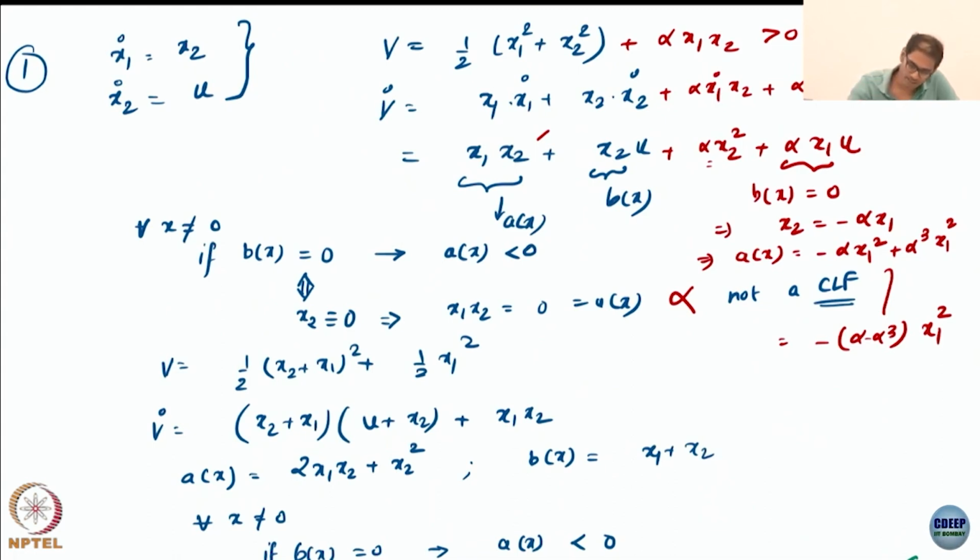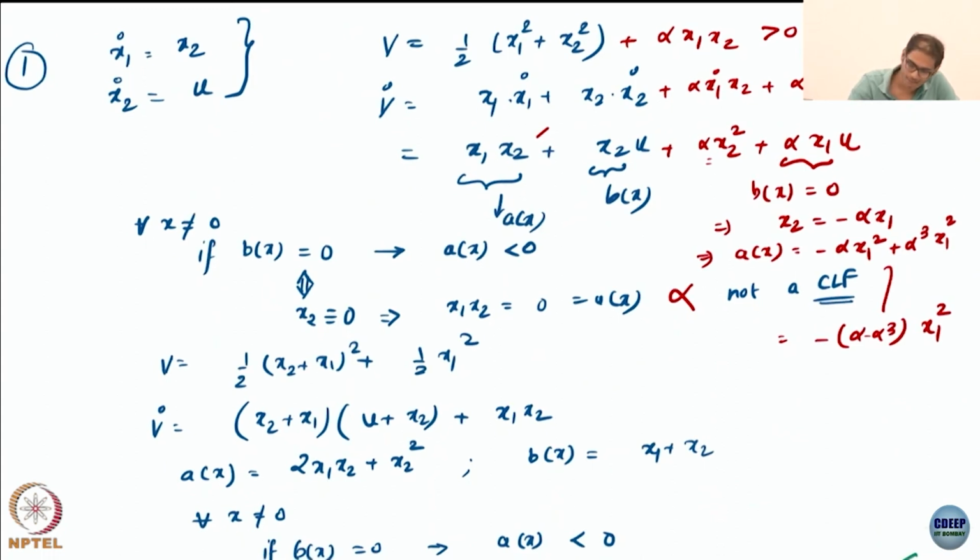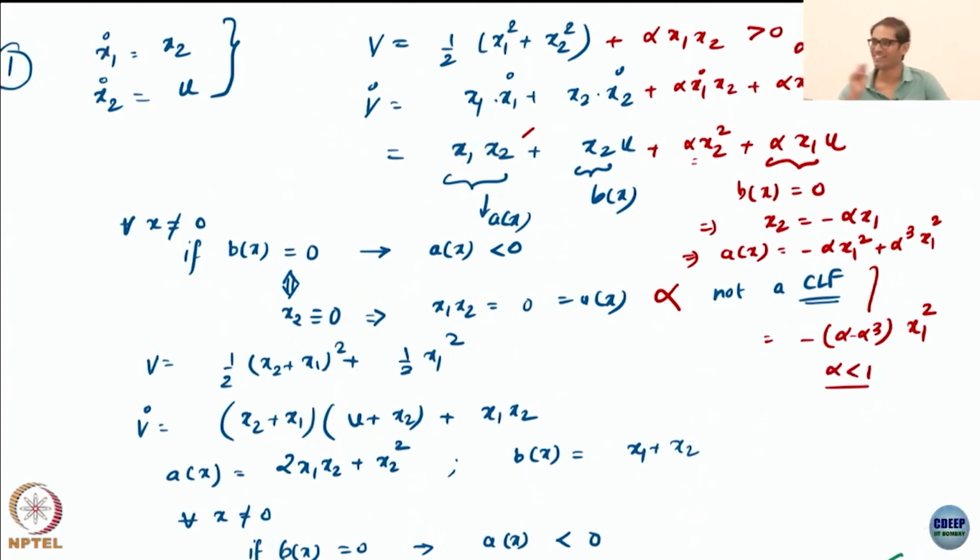So alpha less than 1. Did you just say that? Oh, thanks. Oops, you were right. Alpha less than 1 works here also, and here also alpha less than 1. I apologize, sorry. Okay, so alpha less than 1 works.